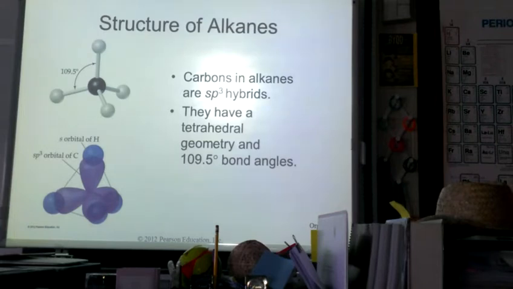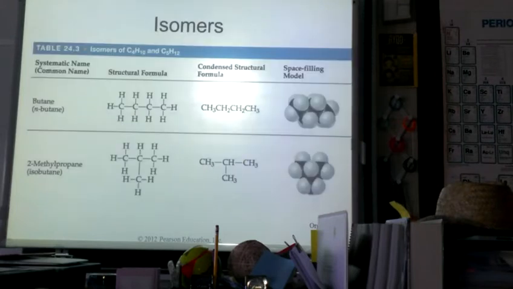In terms of more properties and structures of alkanes, we already said that carbons in alkanes are sp3 hybrids. They all have that tetrahedral geometry, and the bond angle separating them is going to be 109.5 degrees.